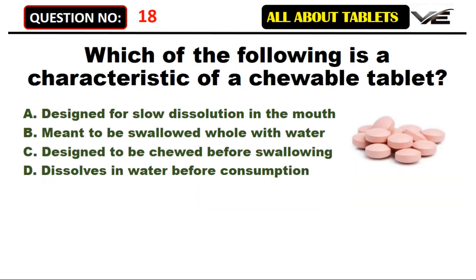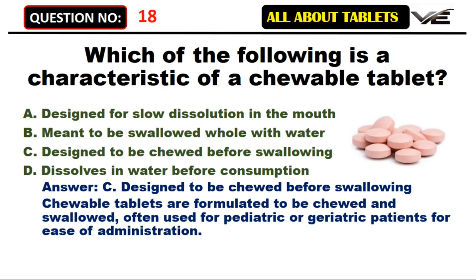Which of the following is a characteristic of a chewable tablet? A. Designed for slow dissolution in the mouth. B. Meant to be swallowed whole with water. C. Designed to be chewed before swallowing. D. Dissolves in water before consumption. Answer. C. Designed to be chewed before swallowing. Chewable tablets are formulated to be chewed and swallowed, often used for pediatric or geriatric patients for ease of administration.